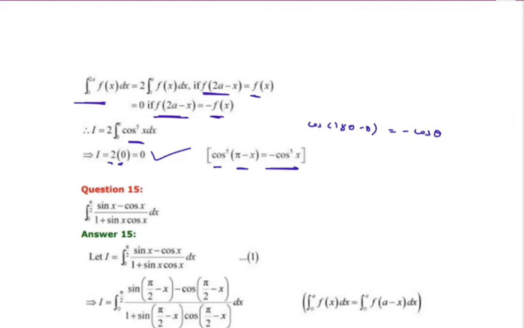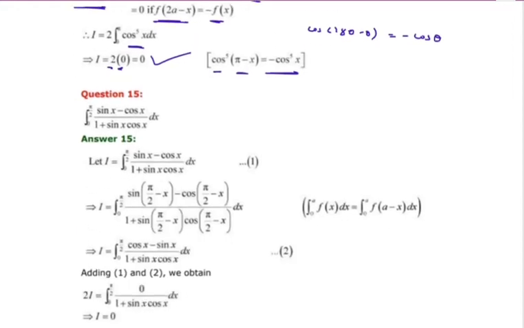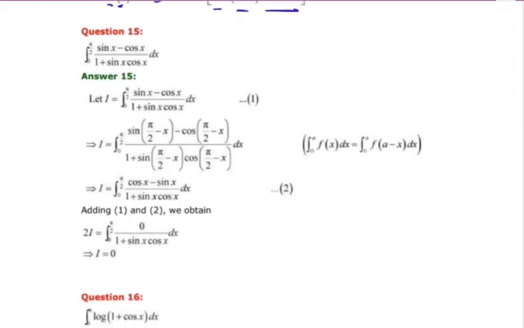So next, question number 15. Integration 0 to pi by 2 of (sin x minus cos x) divided by (1 plus sin x into cos x) dx. Let I equal the integral from 0 to pi by 2 of (sin x minus cos x) upon (1 plus sin x cos x) dx. Take it as equation 1.